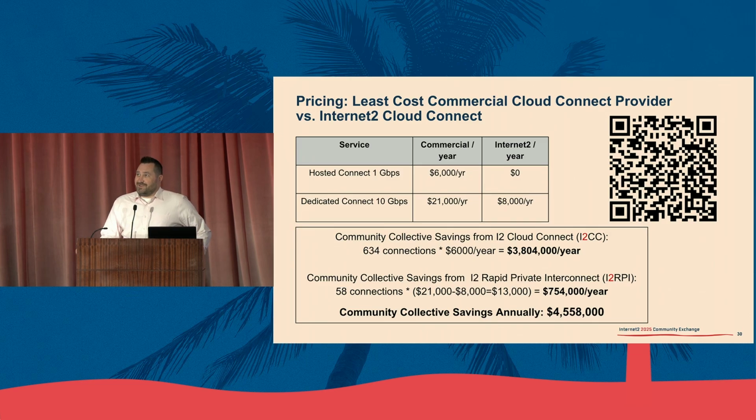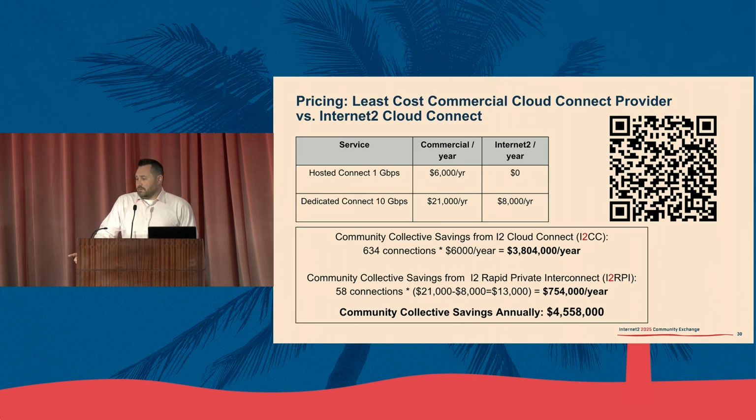We have many connections that are under 1 gig. We have many connections that are over 1 gig. But probably the most frequent type connection we see built to the cloud is 1 gig. So for this use case, we kind of stuck with that averaged 1 gig type connectivity. And if you multiply the savings that we were able to identify, you end up with a pretty significant number of $3.8 million per year annually that our members are realizing through leveraging Internet2 Cloud Connect over a commercial provider.